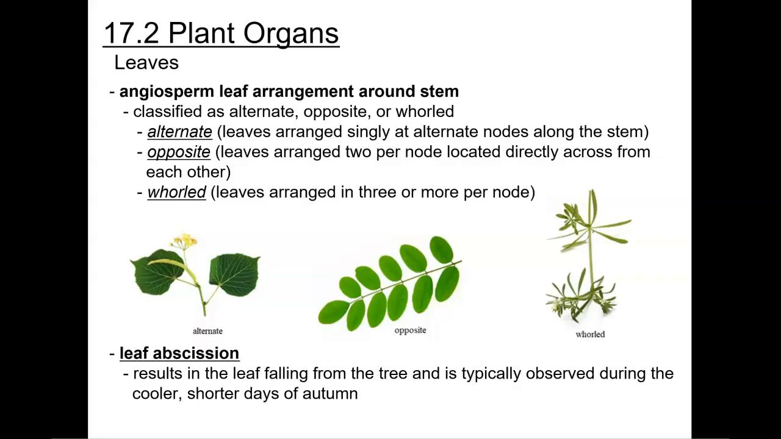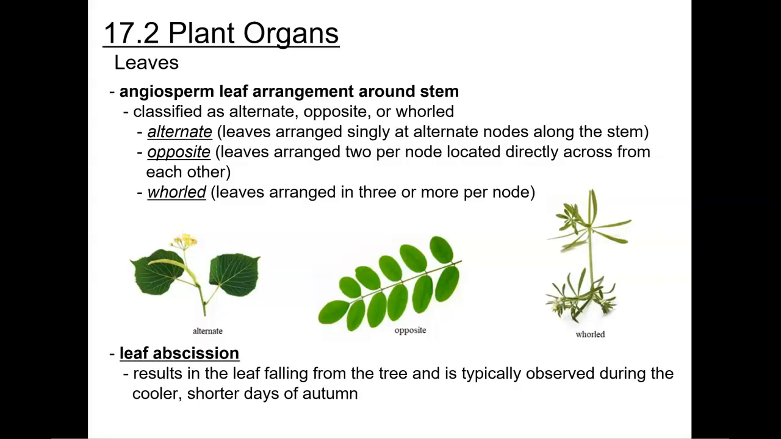They can be classified as alternate, opposite, or whorled. If it's an alternate leaf, that's what you're going to see in the first picture below. That's going to be leaves that are arranged singly and alternate on nodes along the stem. If it's going to be opposite, that's what you see in the middle picture. Those are where leaves are going to be arranged two per node located directly across from each other. And then the last picture is going to be a whorled description. This is where leaves are going to be arranged in three or more per node.